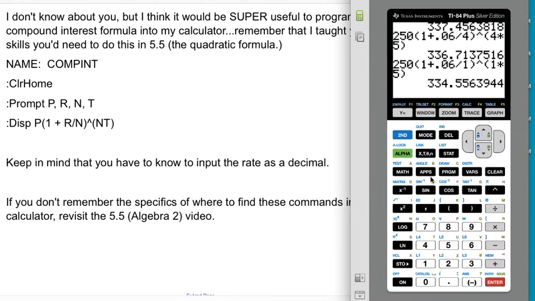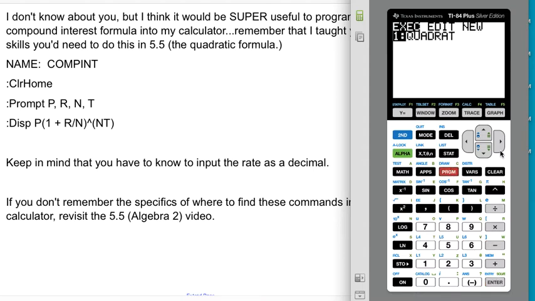So in order to make a program, I go to Program. I want to go to New. And I'm going to call it comp int. You don't have to call it comp int. You can call it what you want, but I'm going to call mine comp int. Because I think that the goal of a name for a program is that you should be able to judge pretty quickly what it is without spending a lot of time thinking about it. So I'm pretty sure that's going to say compound interest to me.